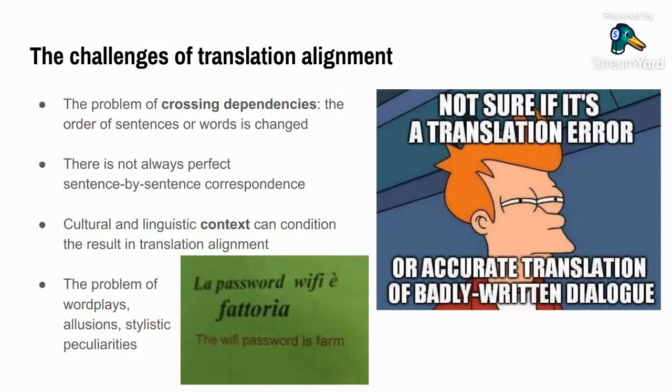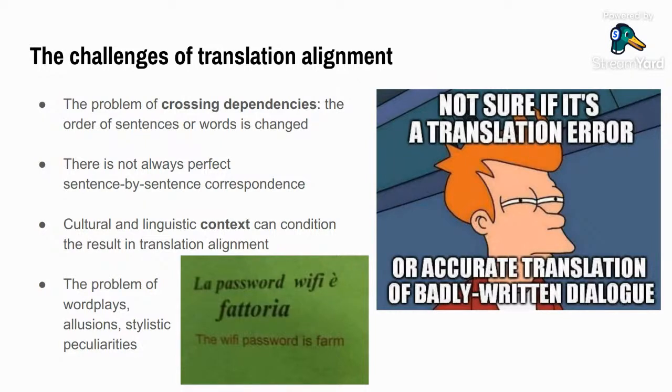So the challenges of translation alignment. Translation alignment is not that easy as we think. From our experience on working on translation alignment, we face so many problems. I mean, the main problem is crossing dependency. If we have a source text and translation, it's not always the same that we have the same word order. Sometimes we have crossing, and not always does each token or each word in the source text have a correspondence in the translation. Also, the number of words in the translation is not always one to one.